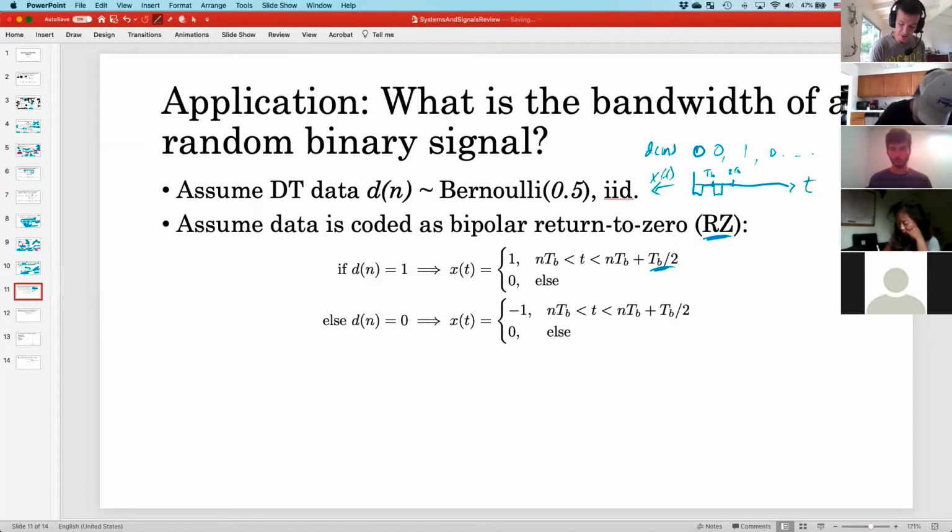And then if we come across a +1 bit, we go up and then back to 0. And then we go negative. Okay, now we're cooking. So this is still 4t sub b. All right, did I get that right? I think so.